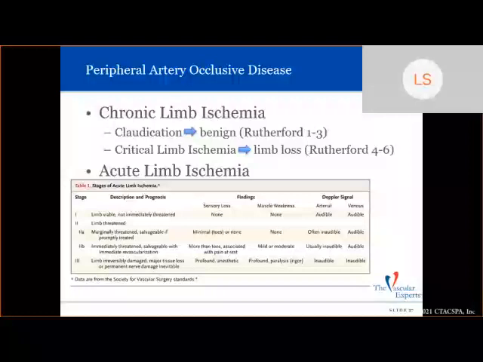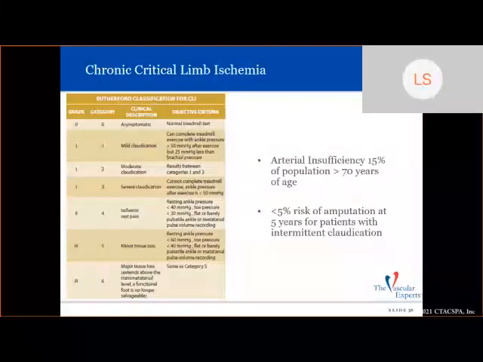But here's the graph that Rutherford established, which is the types of acute limb ischemia and how to treat them. We'll talk about it a little bit later. So chronic critical limb ischemia, people have graded it here. You can just see mild, moderate, severe.